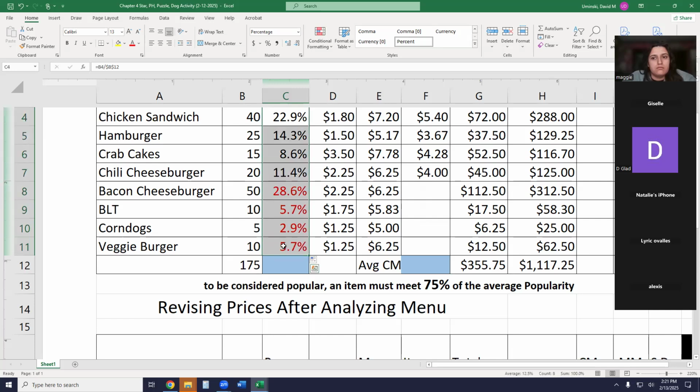Where do you get the 28.6? I did 50 divided by 175. 5.7, 2.9, 5.7. Awesome. Okay, any questions, comments, concerns about those percentages?